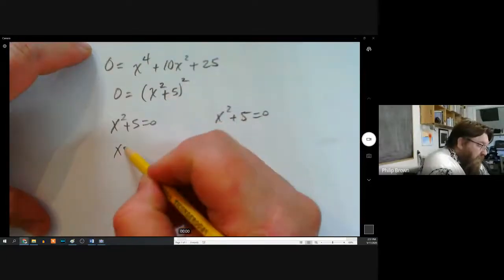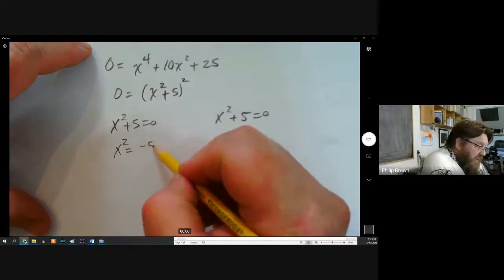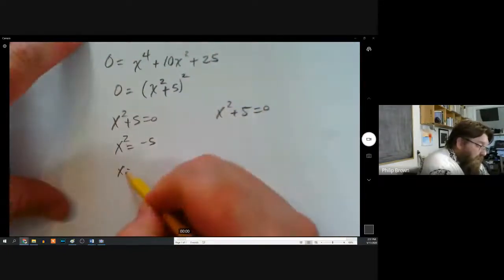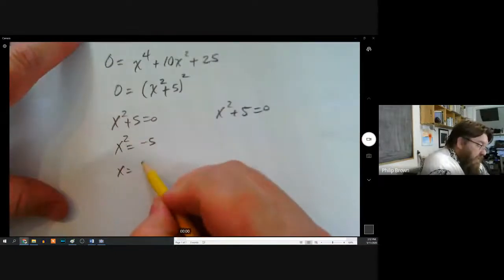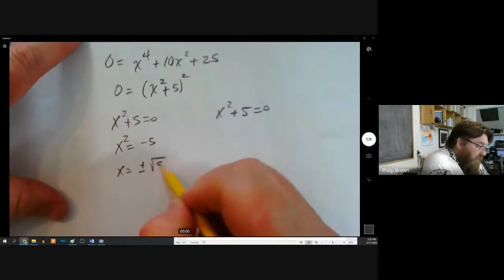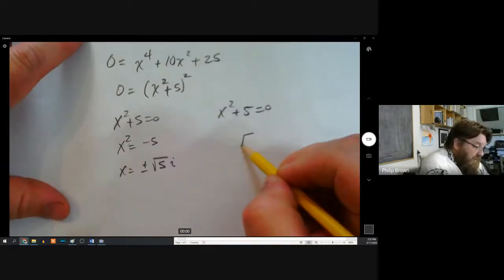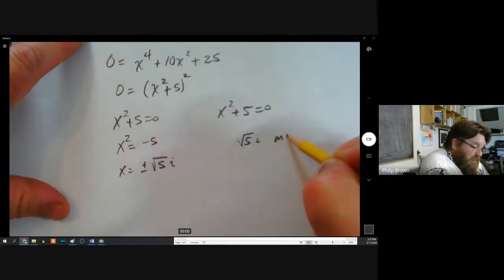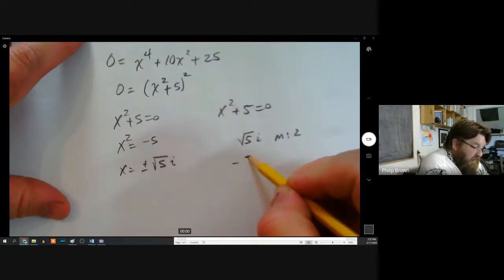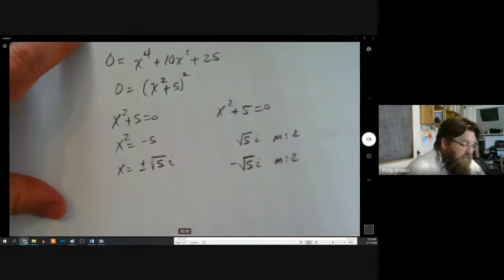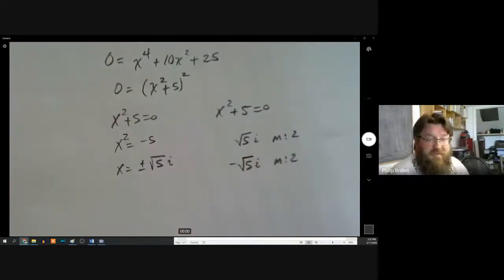Okay, so x squared equals -5. And the same thing over here, so we're going to get the same answer. So x is going to be equal to, take the square root, plus or minus the square root of 5i. So you're going to have the square root of 5i with a multiplicity of 2, and negative square root of 5i with a multiplicity of 2. Does that make sense?